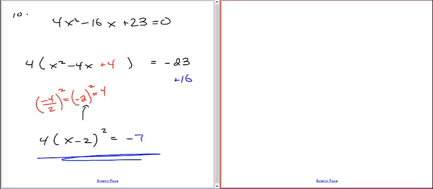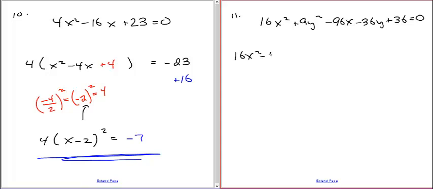Now, number 11. So this is the kind of one that you might expect for hyperbolas and parabolas. I mean, if you know how to do this, you also know how to do it if it's given to you in standard form. So, okay. So, group the x terms together. Group the y terms together.